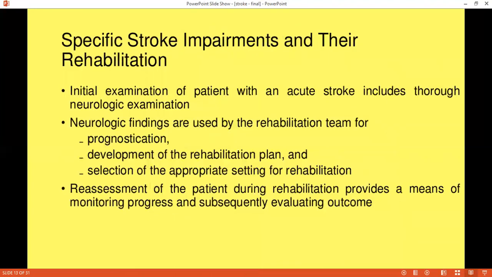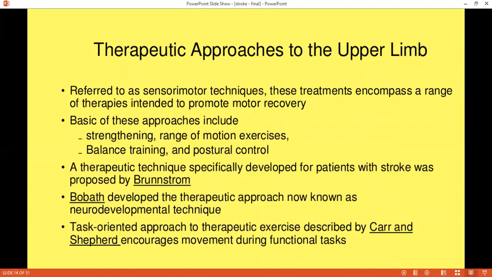The specific stroke impairment and their rehabilitation. Initial examination of a patient with an acute stroke includes neurological examination. Neurological findings are used by the rehabilitation team, especially as prognostic factors, for development of the rehabilitation plan, and selection of the appropriate setting for rehabilitation. Reassessment of the patient during rehabilitation provides a means of monitoring progress and subsequently evaluating outcome. The next slide is about the therapeutic approach to the upper limb, especially flexor thrust, which tends to happen in post-stroke conditions.